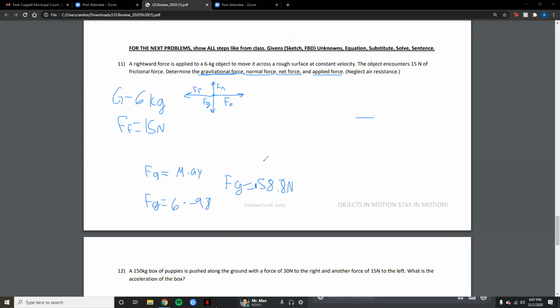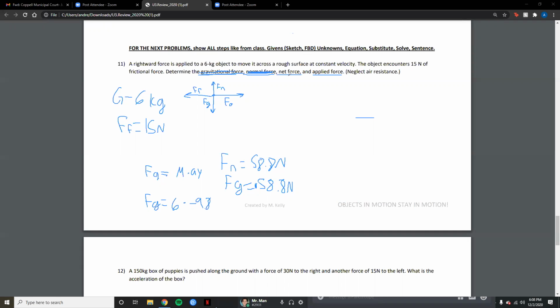And so it says it's balanced on the y front, right? Nothing is being acted upon going up or going down. So what would F of N be? If F of G is 58.8 going down, what would F of N be? 58.8. Yes, it would be 58.8. So we got F of N equals 58.8 newtons. So they cancel out. So we found F of G and we found F of N.